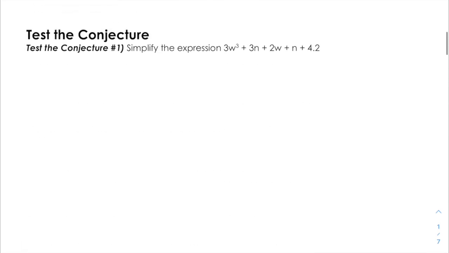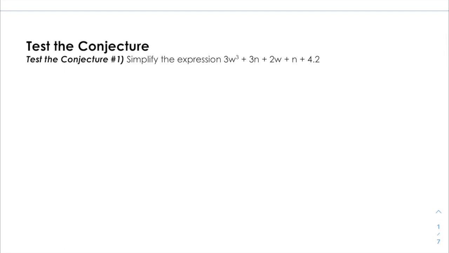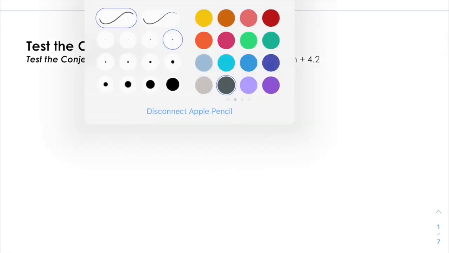So we have a test the conjecture problem. Let's go ahead and look at our conjecture. It says combining like terms creates equivalent expressions. So we're going to go ahead and test that. Starting with number 1. Number 1 says simplify the expression.